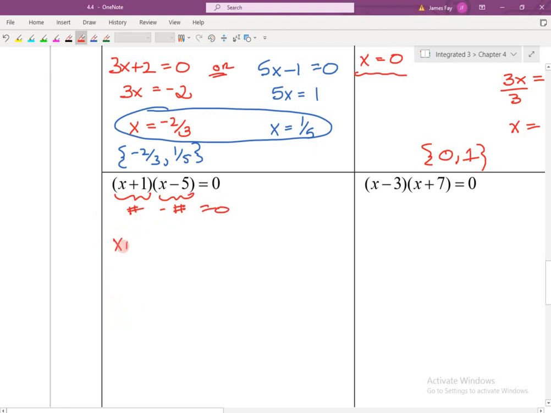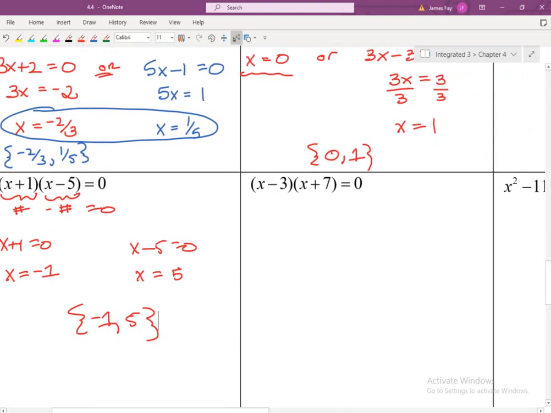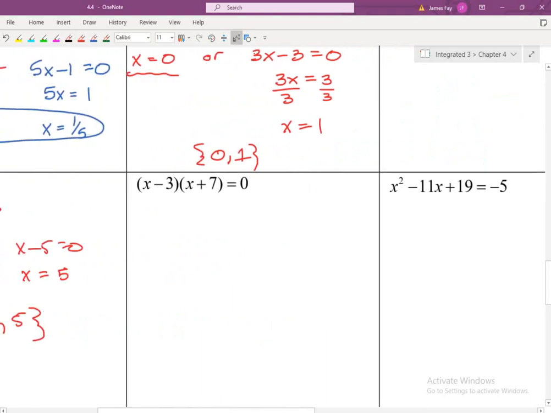So do we set x plus 1 equal to 0? And do we set x minus 5 equal to 0? So this one gives you x to be negative 1. This gives you x to be 5, so those are our two solutions. Is that okay? Questions on this? Pretty simple so far. All right, so let's increase the rigor a little bit. Okay, let's do this.